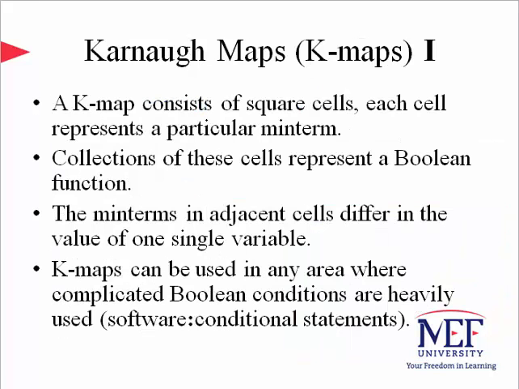Let's introduce Karnaugh Maps. Karnaugh Maps are used to simplify real-world logic requirements so that they can be implemented using a minimum number of physical logic gates. They are also known as K-Maps and were introduced by Maurice Karnaugh in 1953. A K-Map consists of square cells, and each cell represents a particular minterm. A collection of these cells represents a Boolean function. The minterms are placed in a very special format such that the minterms in adjacent cells differ in the value of one single variable.